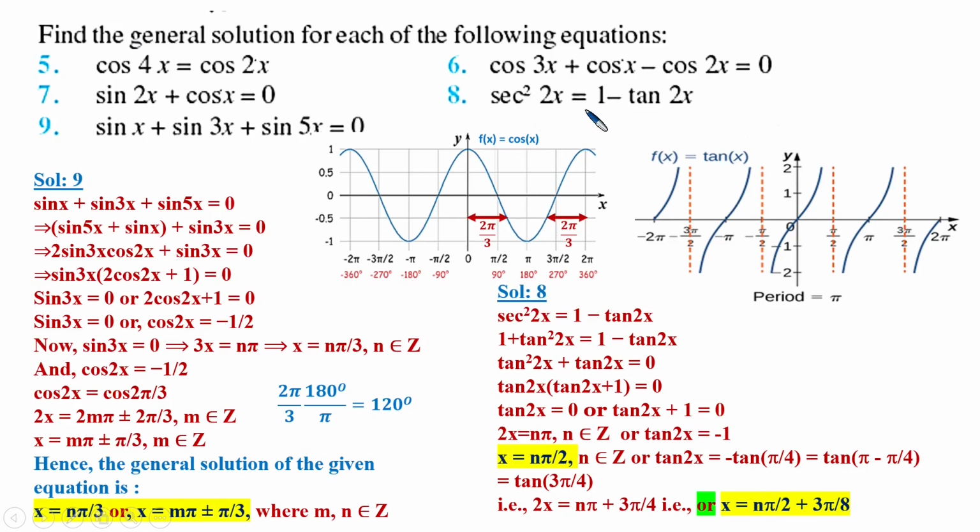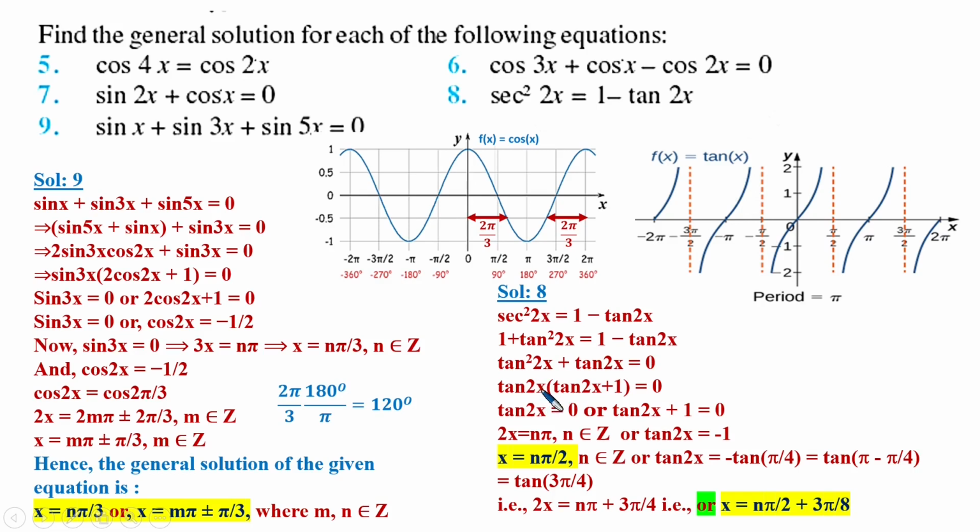So similarly, solution 8 here: sec square 2x is 1 minus tan 2x. This is the equation. So I bring it all to this side and equate it to 0. One can write from here, sec square 2x is 1 plus tan square 2x. You can show this, it's a very trivial thing. So now tan square 2x, this one and this one get cancelled, and the minus tan 2x I get on this side. So I can write tan of 2x is common. Tan 2x into tan 2x is tan square 2x, then tan 2x into 1 is this tan 2x.